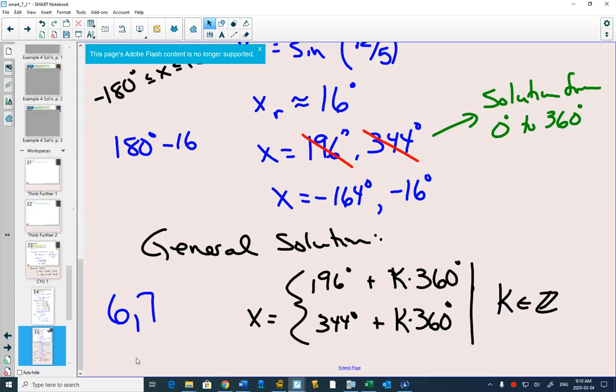The only difference in these ones is we used our calculator. So you can try questions 6 and 7 for practice.